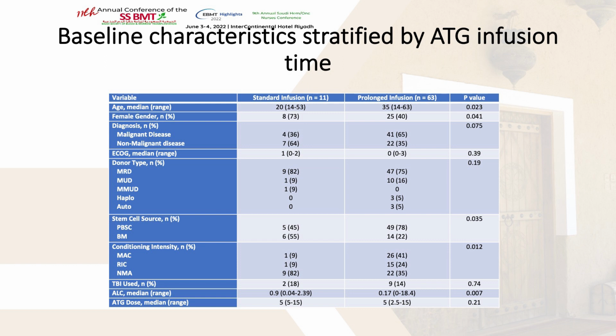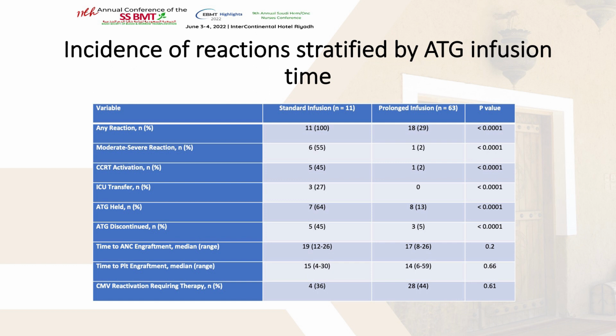If you look at the age, we took the median age of 20, but the prolonged group had more patients, 35 patients in this study. Malignant disease was 41 in the prolonged group and only 4 in the standard infusion. Non-malignant was 7, mostly aplastic anemia, and 22 in the prolonged group. ECOG was 1 and 0 in the prolonged infusion. The stem cell source also makes a difference, with TBI as we said.